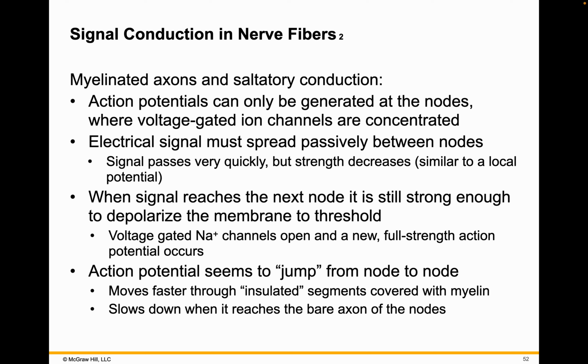In a myelinated axon, we get what is known as saltatory conduction. The action potentials are generated at the nodes, where the voltage-gated ion channels are concentrated. The electrical signals spread passively between the nodes, but very quickly. The strength does decrease. When the signal reaches the next node, it's still strong enough to depolarize the membrane to the threshold. And so the sodium channels open and a new full-strength action potential occurs. So the action potential seems to jump from node to node, and therefore it moves faster down the axon.